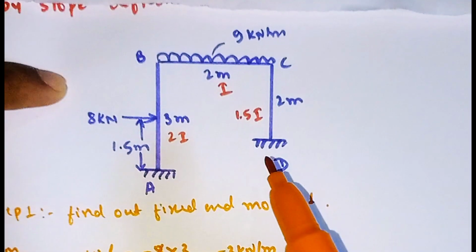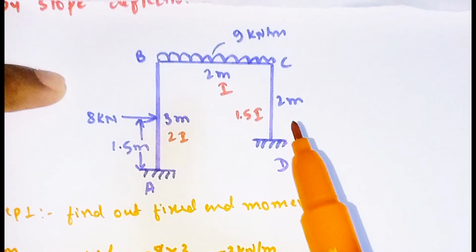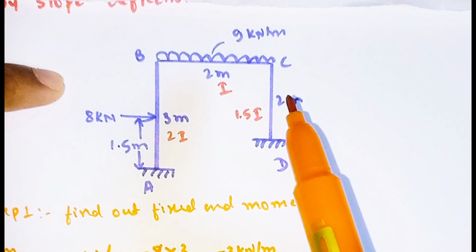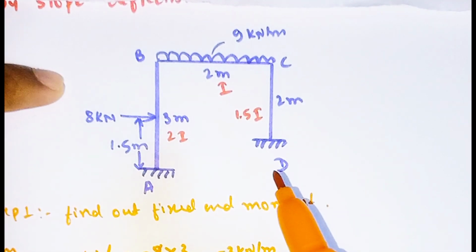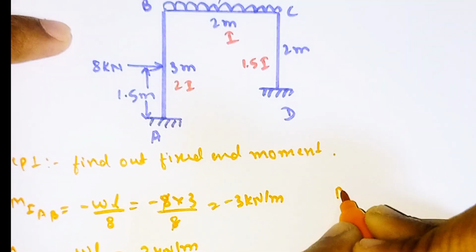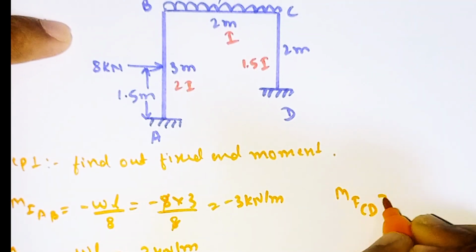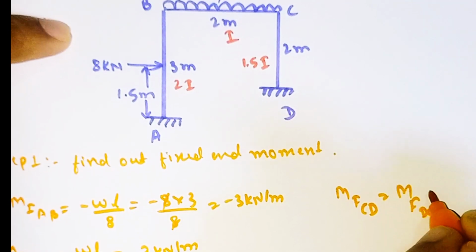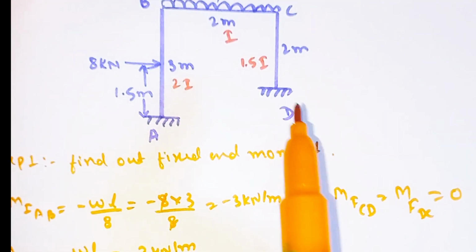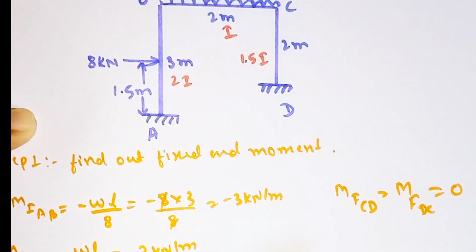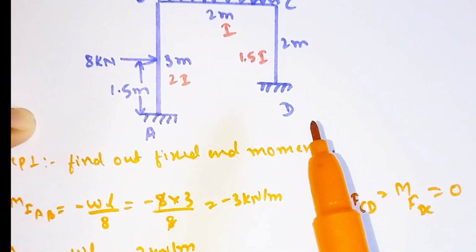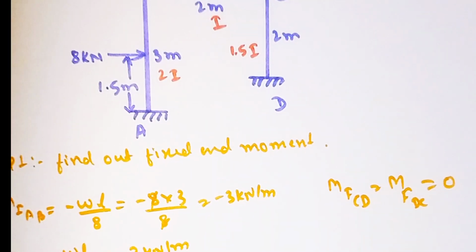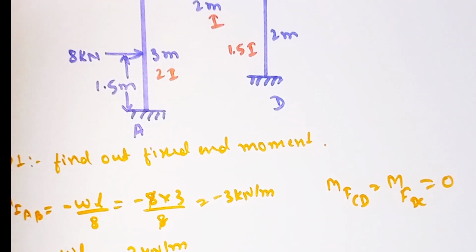For span CD, there is no load. It means the fixed end moments at span CD as well as DC are equal to 0, because it is carrying no load. The span which is carrying no load has a fixed end moment equal to 0. So our step number 1 is completed.